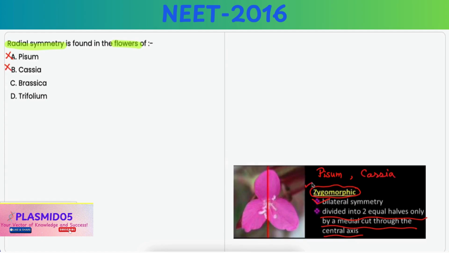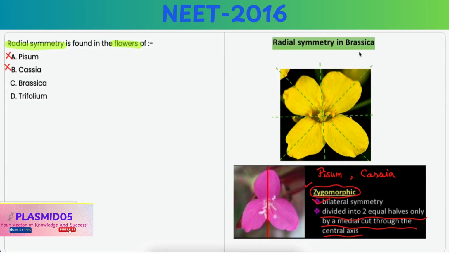Option C, brassica, that is mustard. Now, brassica has actinomorphic flowers, that is, flowers are radially symmetrical and can be divided into 2 equal halves along multiple planes. Hence, it is the correct option. Option D, trifolium, that is clover. It is also incorrect because it has zygomorphic flowers like pisum or cassia that exhibit bilateral symmetry.